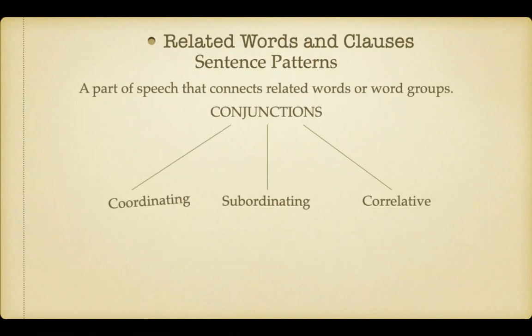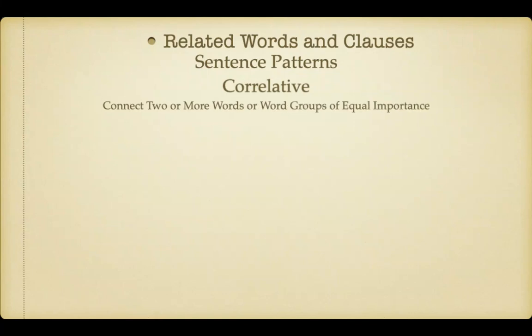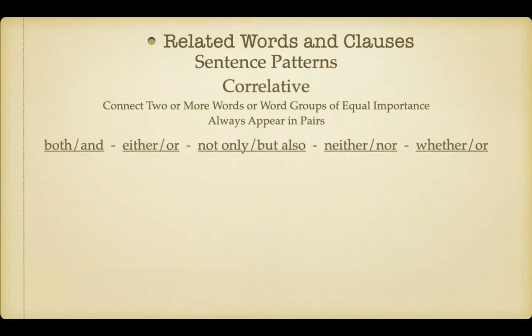We've looked at both coordinating and subordinating conjunctions. Let's finish with a short discussion about what's called correlative conjunctions. Correlative conjunctions are similar to coordinating conjunctions. They both connect two or more words or word groups of equal importance. Correlative conjunctions, however, always appear in pairs, as seen here. Let's take a look at a few examples.